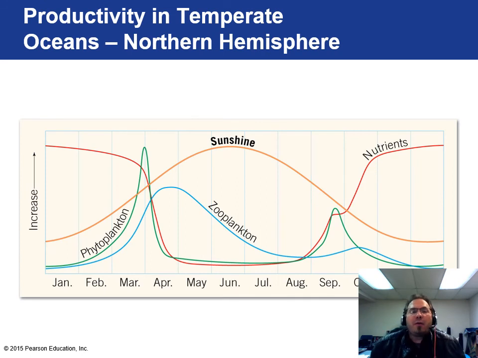So here's another graph showing the temperate oceans in the northern hemisphere over the course of a year. And you can see the amount of sunshine. Let's start with sunshine. So the sunshine gets obviously greater over the summer months and then gradually comes back down over the fall and winter months. So how does that compare with some of the types of marine organisms?